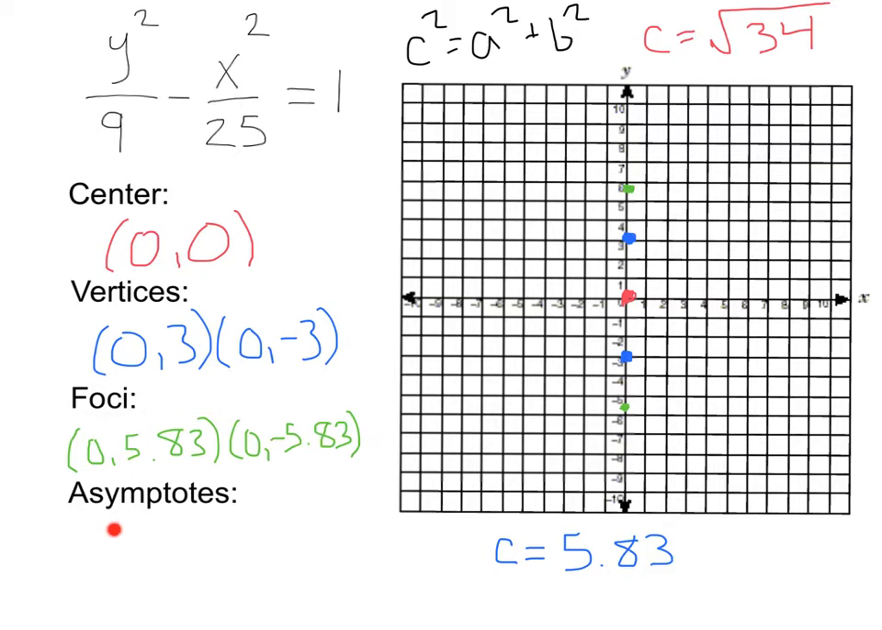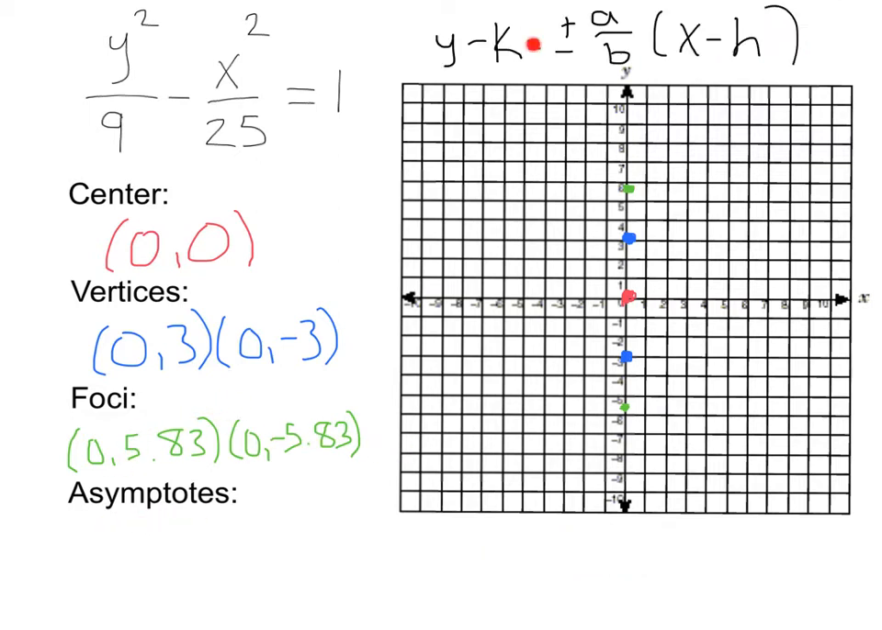Last up, asymptotes. We can use our standard equation of a line, y minus k equals plus or minus a over b in this case, or rise over run, times x minus h.